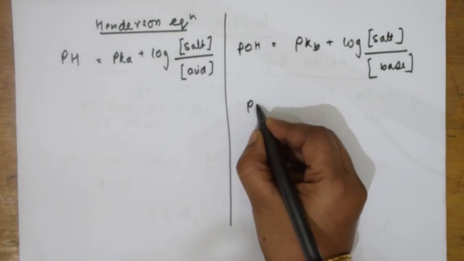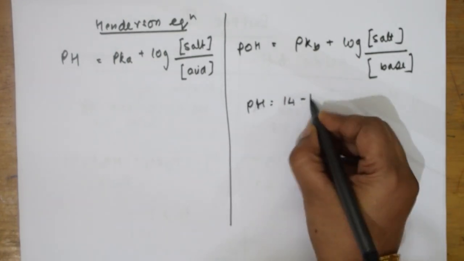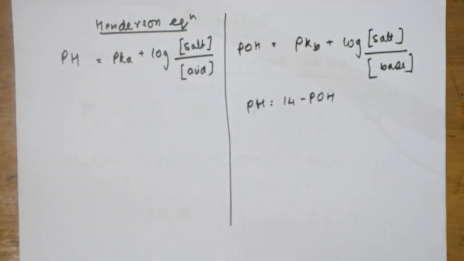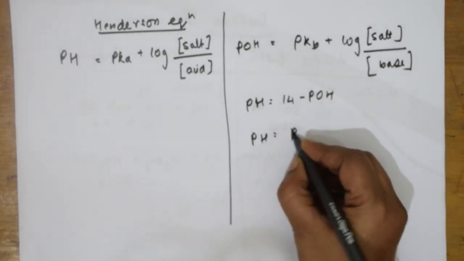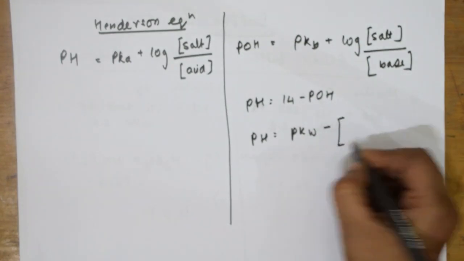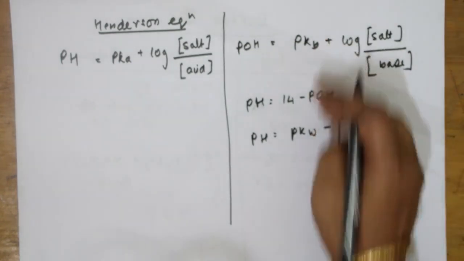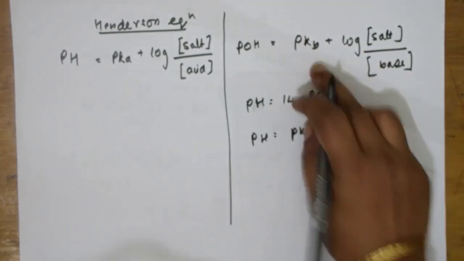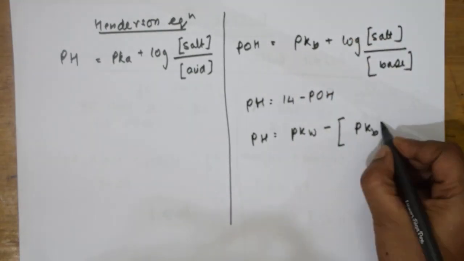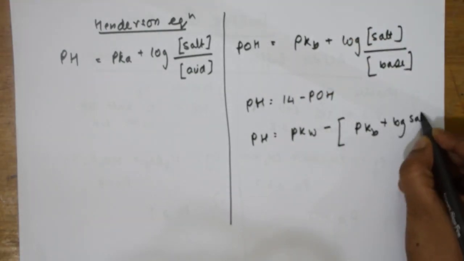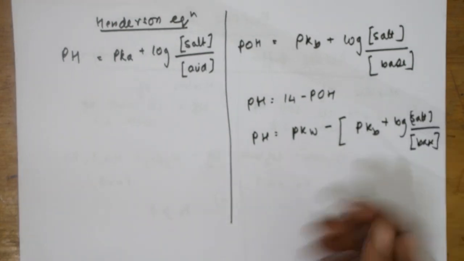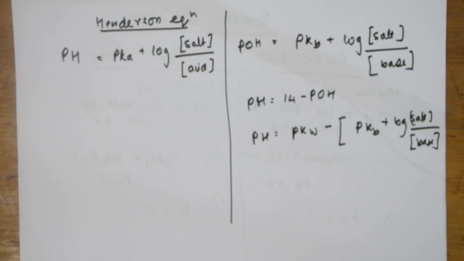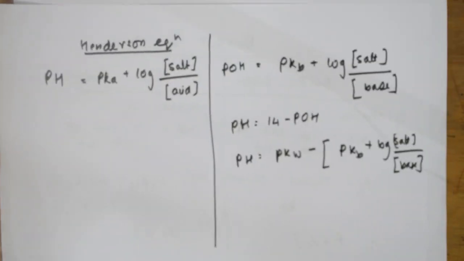I very well know pH is equal to 14 minus pOH, or in this term pH is equal to pKw minus pKb, because 14 minus the whole thing, plus log of salt concentration by base concentration. What is Kb? Kb is called the dissociation constant of the base. Done. This is your buffer solution.